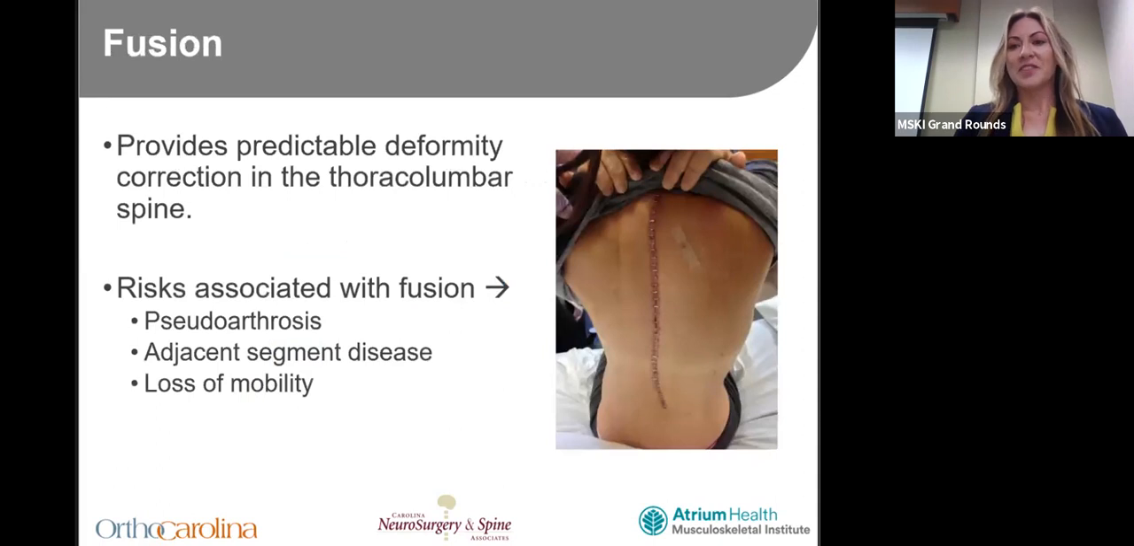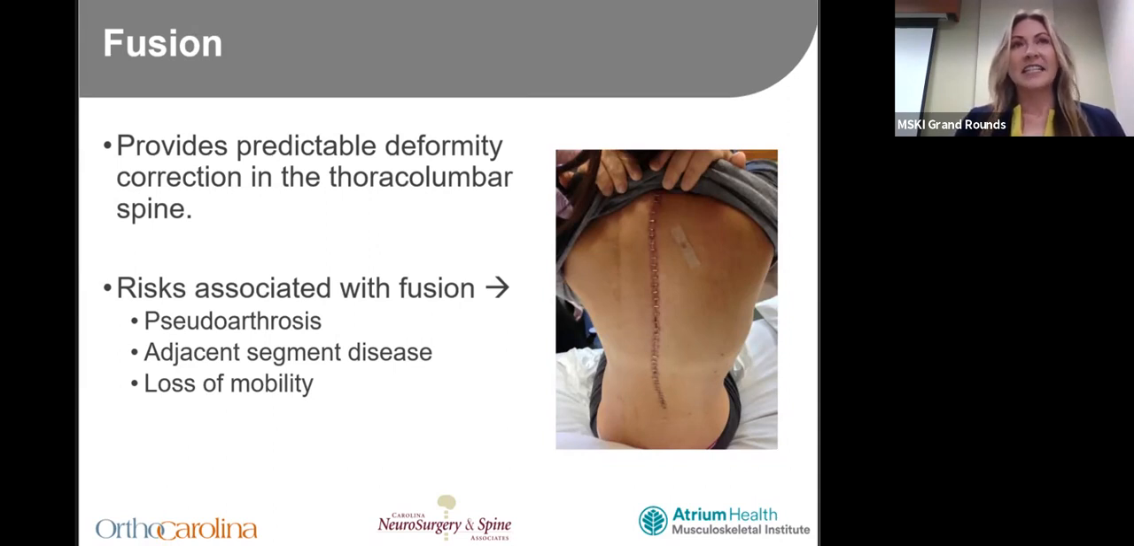And very briefly, I'm just going to highlight some fusion things, the things we already know, but this is our tried and true method. It provides a predictable correction. Been doing it for a long time. There's long-term data on this, but it is not without risks. So the pseudoarthrosis, adjacent segment, and loss of mobility, these are important things that we can't forget when we do these procedures. And I know a lot of times in the pediatric world, when we are doing the initial scoliosis, we don't follow them through adulthood, but this is something that the adult spine people are very much aware of.